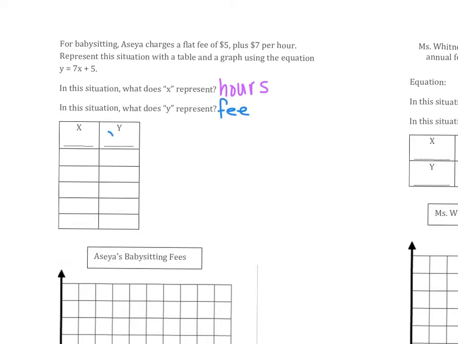And then the y is going to represent how much she is charging, or her fee. And I'm going to go ahead and just bring those labels over here as well into our table. And now we're just going to pick some values. I'm going to go ahead and pick 0, 1, 2, 3, and 4. In this case, thinking about negative values wouldn't actually be reasonable because you can't babysit for a negative number of hours. And then kind of just putting in those x's or substituting them into x or plugging them in to figure out what our fee would be.